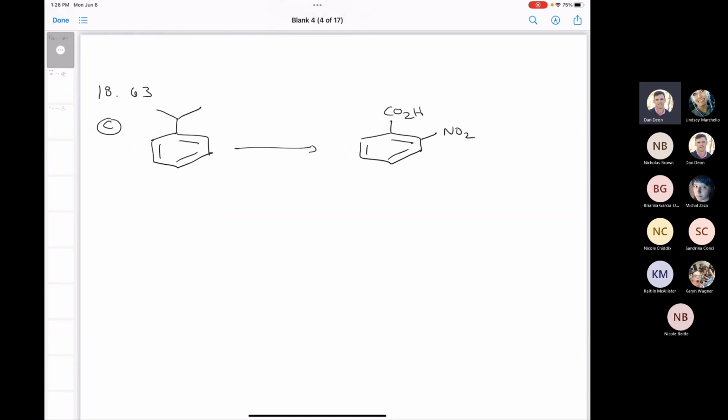My charger just unplugged here. There we go.